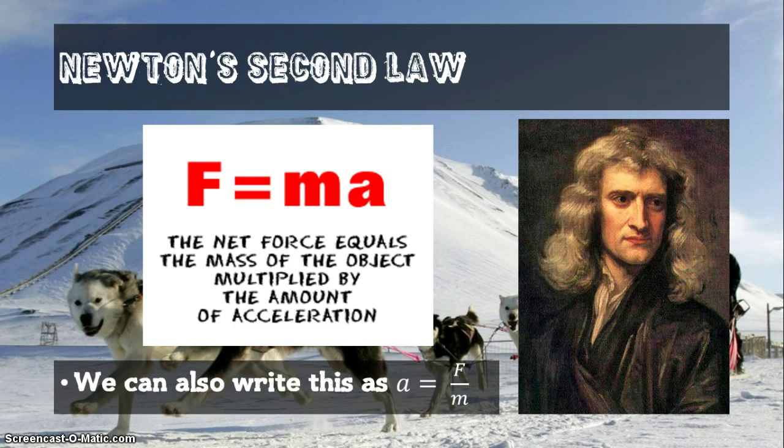Another way to rearrange this to help us see what affects the acceleration would be A equals F divided by M, or acceleration equals force divided by mass. And remember that F, that force, is the net force. There's always going to be forces acting on an object, but what matters for acceleration is the net force, if there's a force that's winning the battle between the forces.